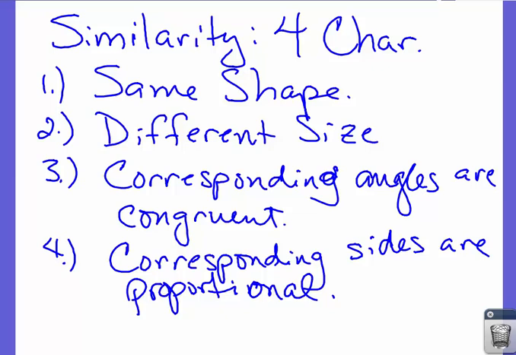They, one, have to have the same shape. Two, they're going to be of a different size. One's going to be bigger than the other one. Number three, corresponding angles are congruent. And number four, corresponding sides are proportional. The last two are the two big ones that we need to focus on today.